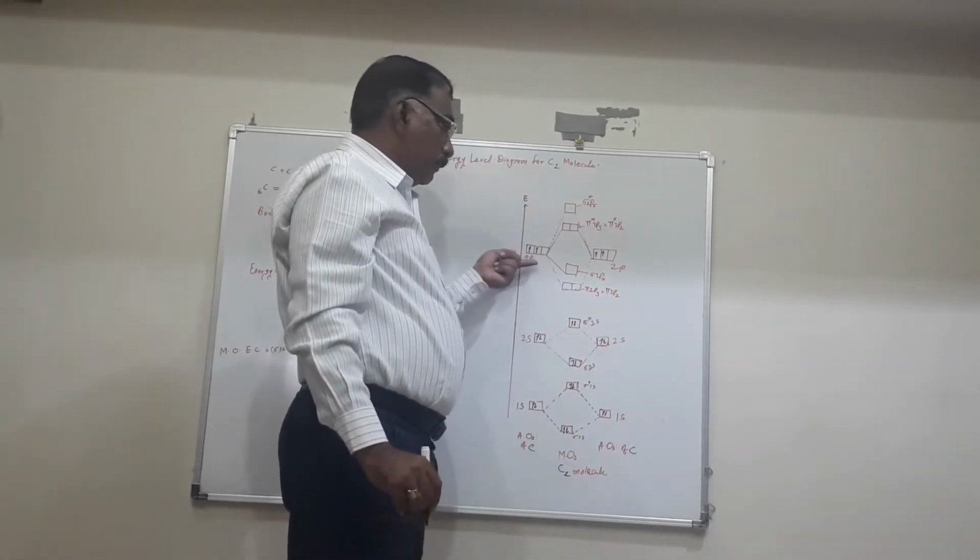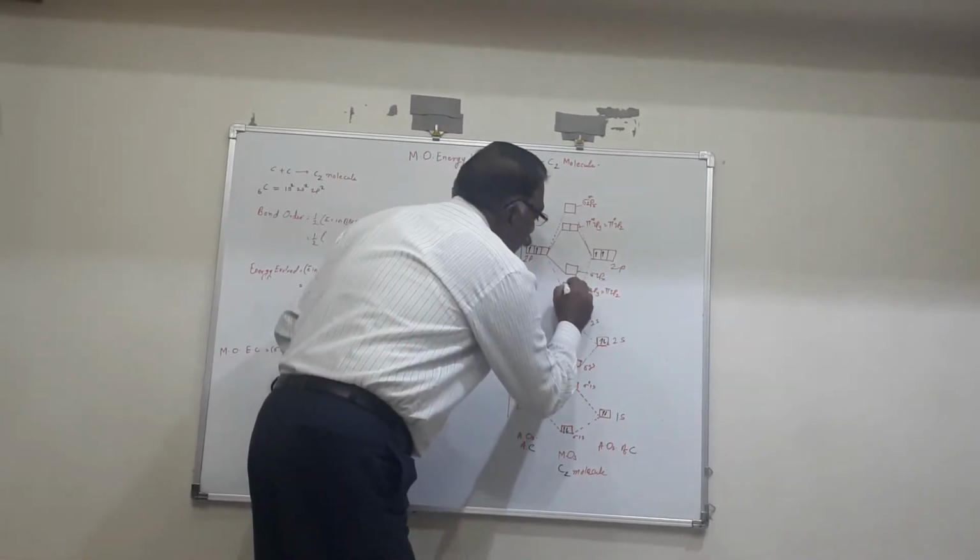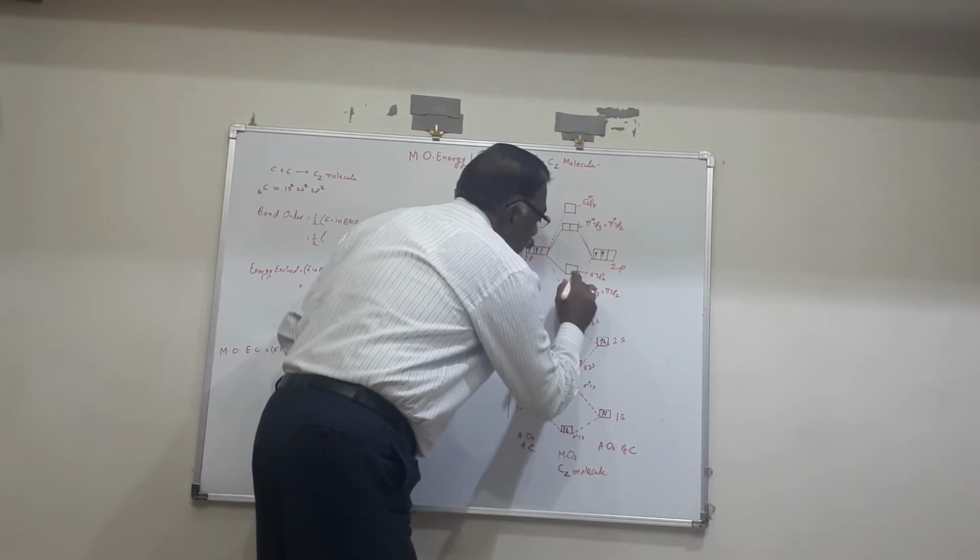Then again for the p orbitals, there are 2 electrons from the first and 2 electrons from the second. So 1, 2, 3 and 4.